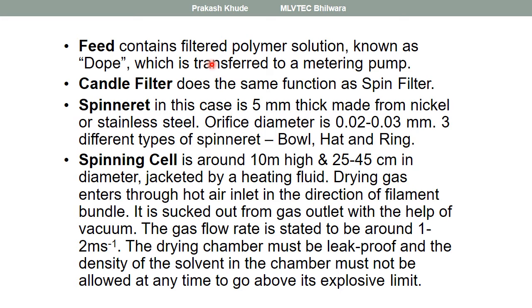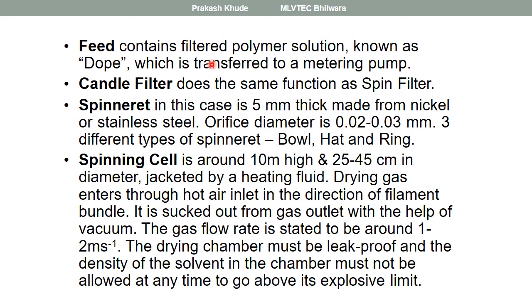Then we have the candle filter. It does the same function as the filter used in melt spinning systems. Then we have the spinneret. In this case, the spinneret is a 5 mm thick plate made of nickel or stainless steel, and the orifice diameter is 0.02 to 0.03 mm. There are different types of spinneret, like bowl type, hat type, or ring type.